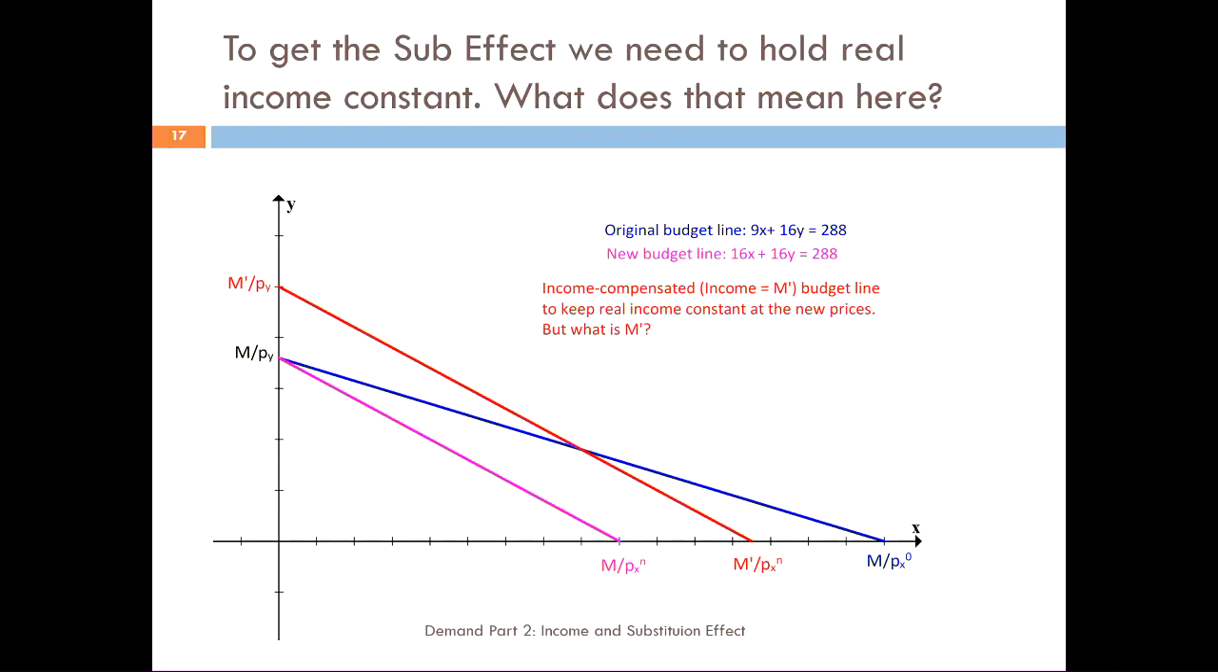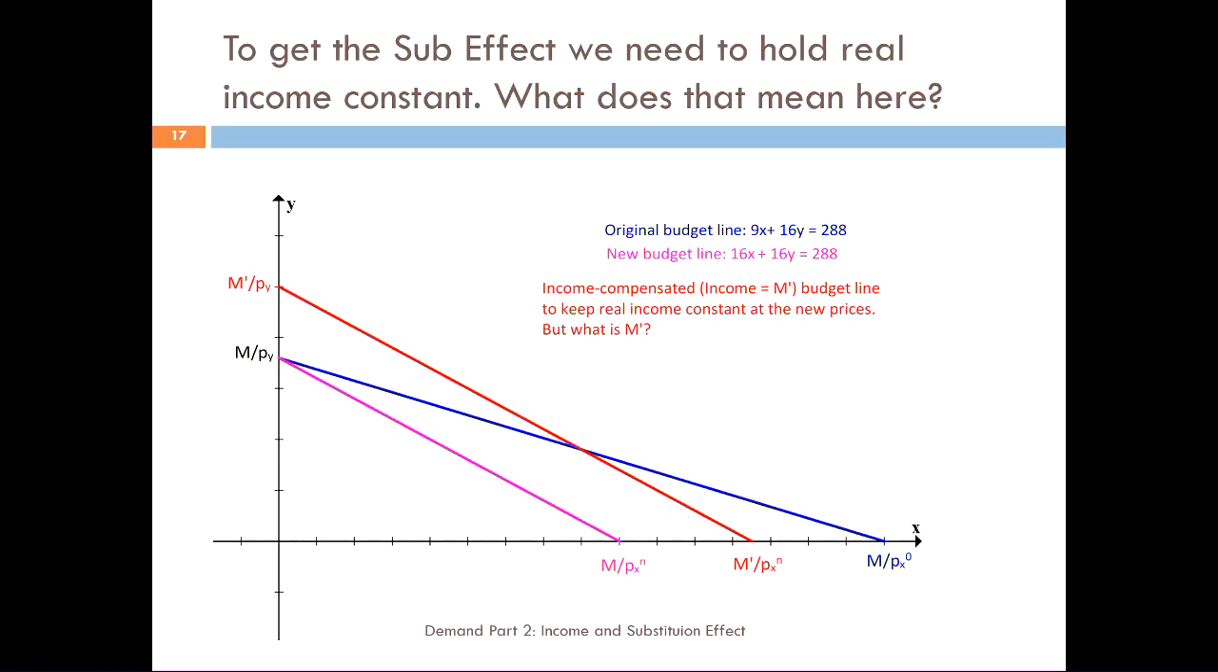But the problem, looking at this, is what is M prime? What is the amount of income you need in order to keep real income constant? And there's no definitive answer to what it means by keeping real income constant. Because look at that red budget line. If you look at real income in terms of X and compare it to the original budget line in blue, notice that the horizontal intercept of the hypothetical red budget line is lower than our original blue budget line. So that says that your real income in terms of X has gone down if you're on the red budget line.